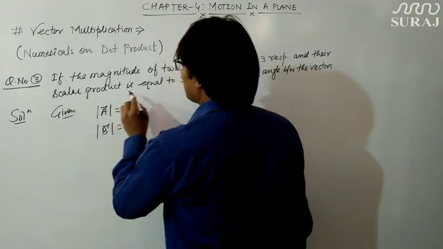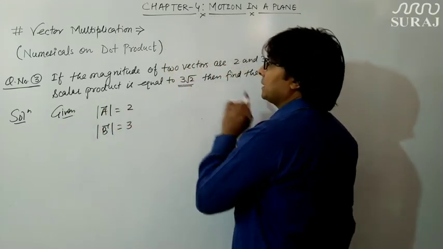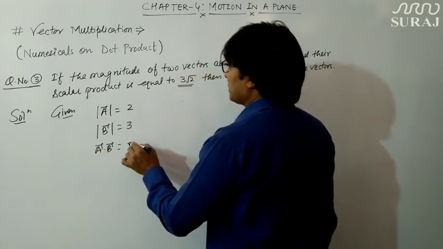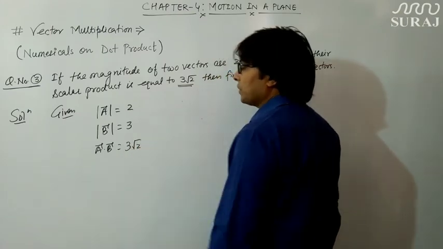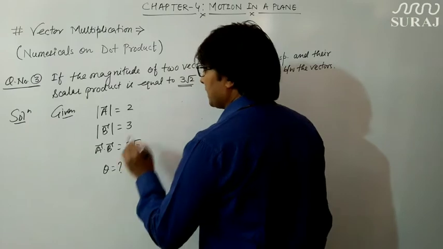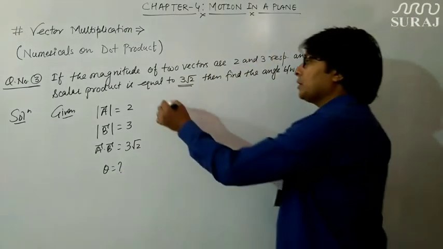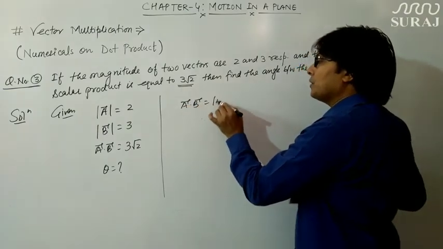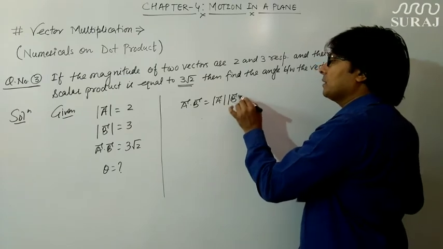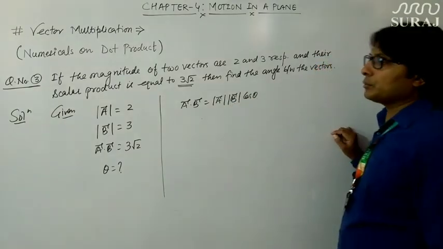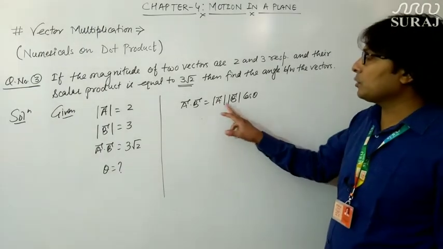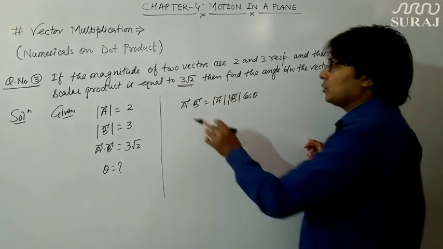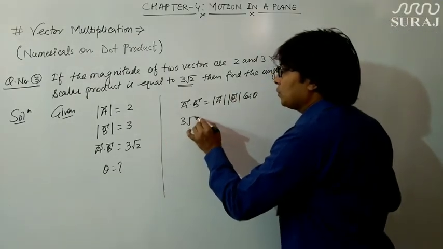One more thing which is given is their scalar product is 3 root 2, means a vector dot b vector. Scalar product means dot product. It has been given as 3 root 2. So we have to find the value of theta. What is the angle between these two vectors? So now we can use the formula a vector dot b vector is equal to mod of a vector into mod of b vector into cos theta, because we have to find out the value of theta and we have been given the magnitude of a vector and b vector and also the dot product of a vector and b vector.